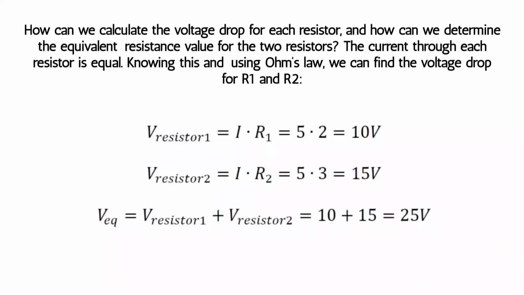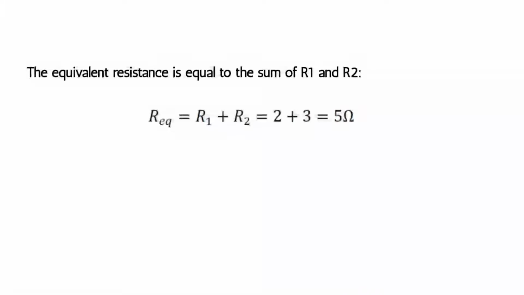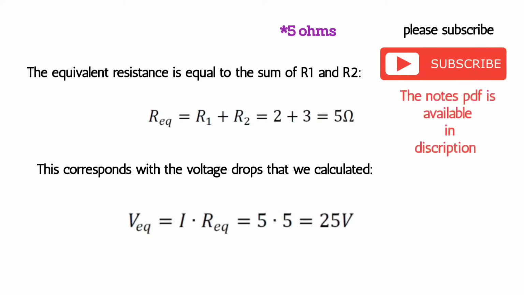Voltage drop for R1 is equal to I multiplied by R1, that equals 10 volts. Voltage drop for R2 is equal to I multiplied by R2, that equals 15 volts. Equivalent voltage is equal to the sum of the voltage drops for R1 and R2, that equals 25 volts. The equivalent resistance is equal to the sum of R1 and R2, that equals 3 ohms. Equivalent voltage is equal to 25 volts.